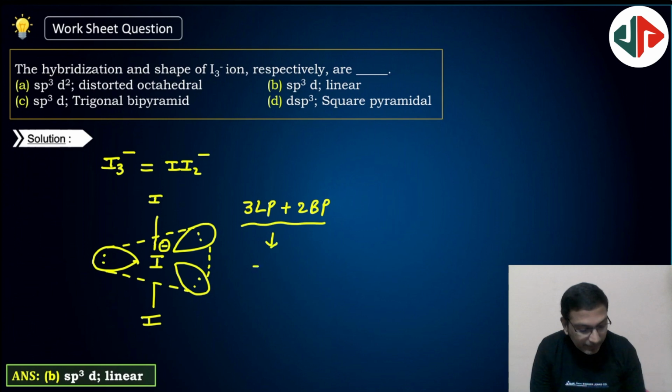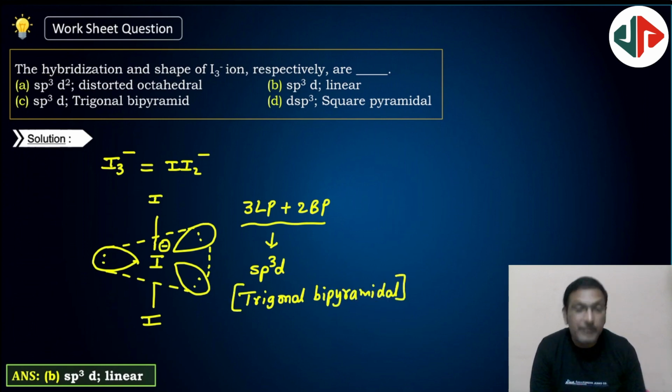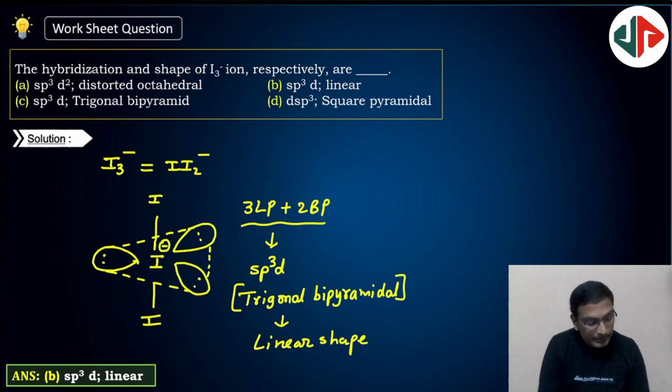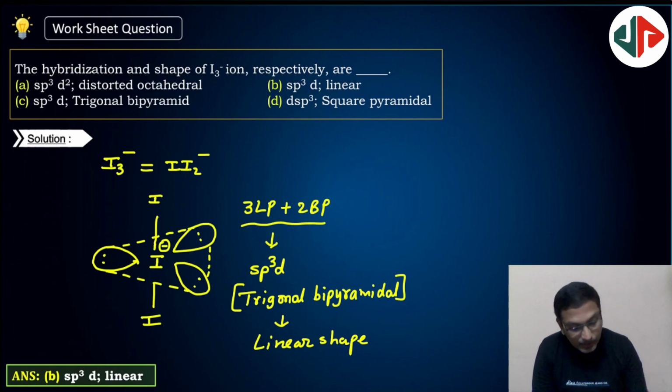Hybridization will be sp3d. Actual geometry is trigonal bipyramidal, but due to the presence of lone pairs, it assumes a linear shape. That means hybridization is sp3d and linear. So option B. Next question.